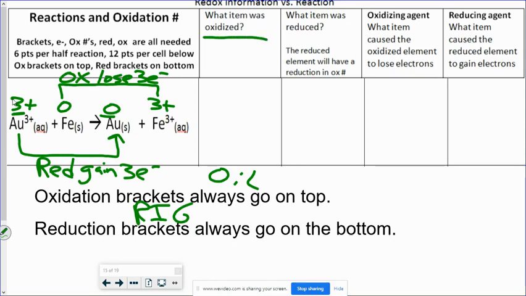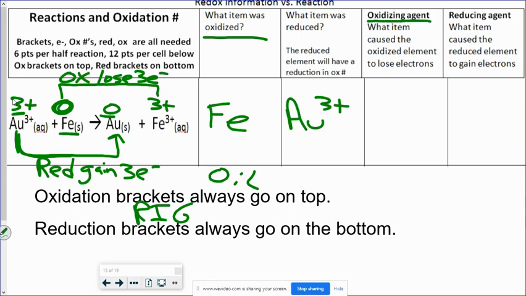What element was oxidized? Well, right here, this is where it starts. So the iron would be oxidized. And what is reduced? Well, if we did a good job with our brackets, the gold ions are reduced. You're noticing everything is coming from the reactant side, the left side, nothing's coming from the right side.